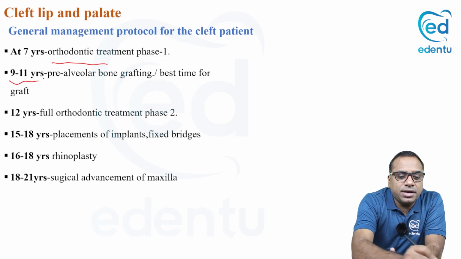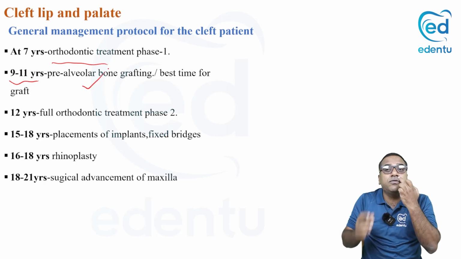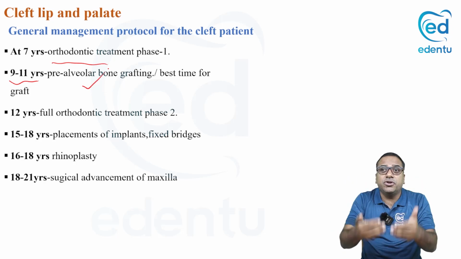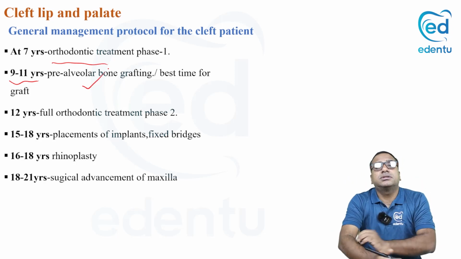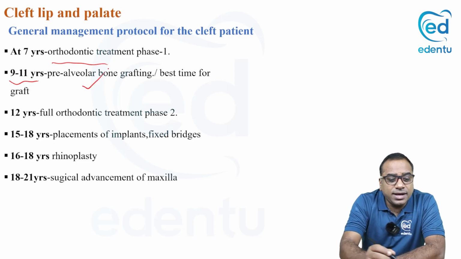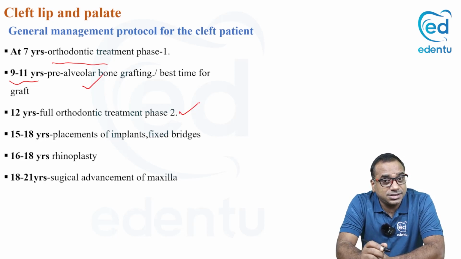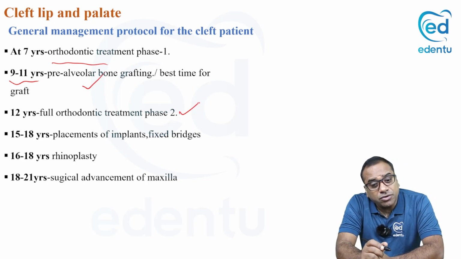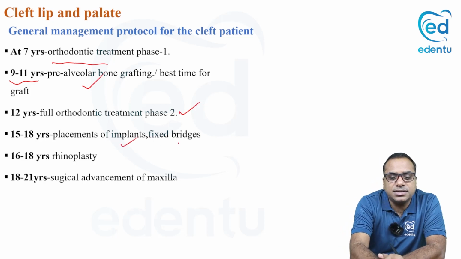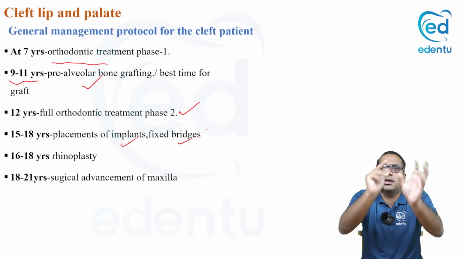Then 9 to 11 years, pre-alveolar bone grafting. If there is a cleft palate, the bone formation is not there. There is a discontinuity in the bone. So you will put some bone grafting materials over there. Then at 12 years, the second phase of orthodontic treatment starts. At 15 to 18 years, you can do implants and fixed bridges. Whichever teeth have not come, you can put implants and bridges and you can create the whole dentition.